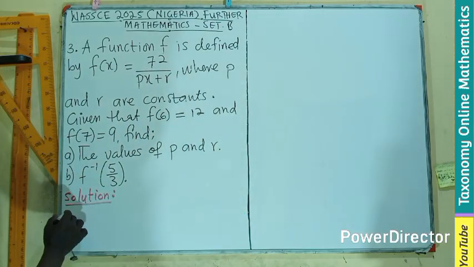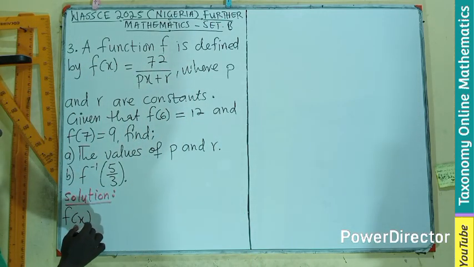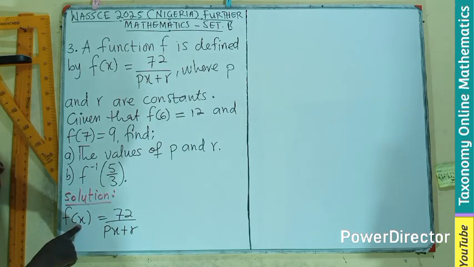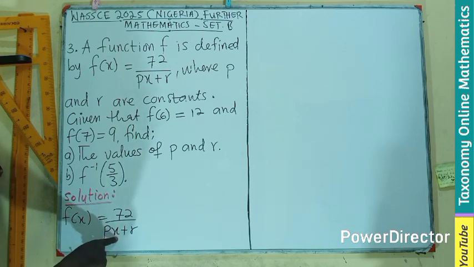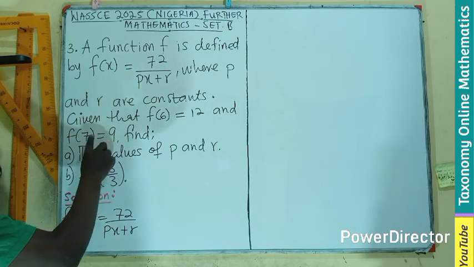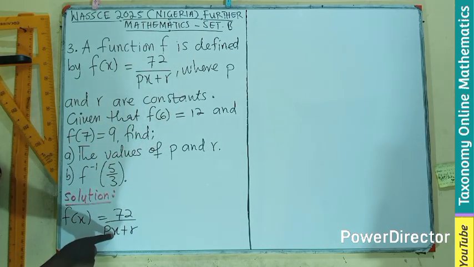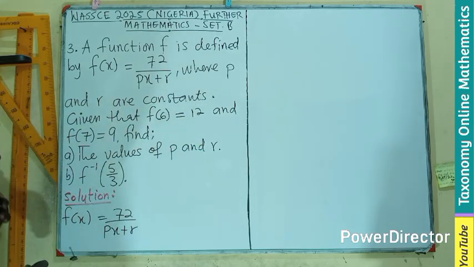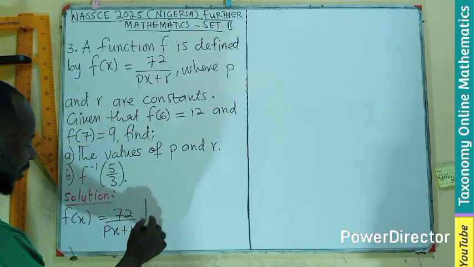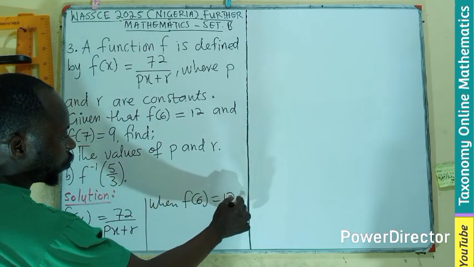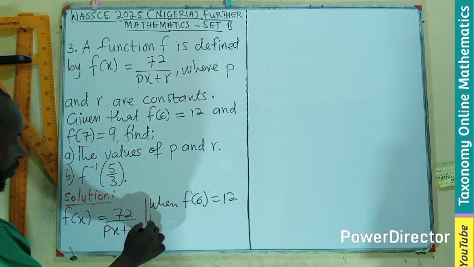So let's begin by having our f of x equals 72 divided by px plus r. Remember, this is the input. So if I put in x, I should see x in the output. So here, if I remove the x and put in 6, I'm expected to have the x change to 6, and this result giving me 12. When f of 6 equals 12, I should be having 12.